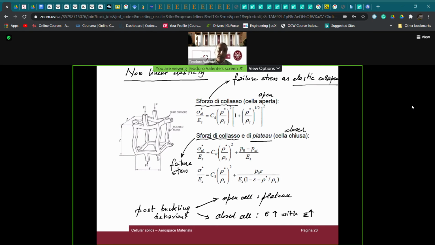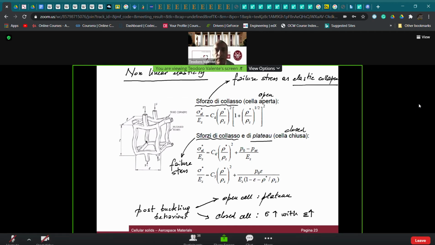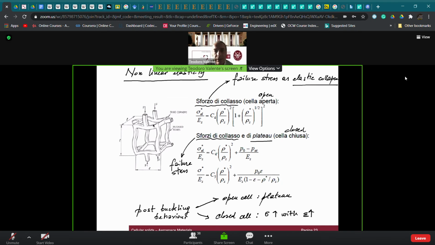Obviously, also in this case, we need to give two different relationships depending on the fact that we do have open or closed cells. That is, cells in which the response is essentially governed by edges, beams, and cells, and the closed case, in which the answer is governed also by mass, which is distributed on the faces.